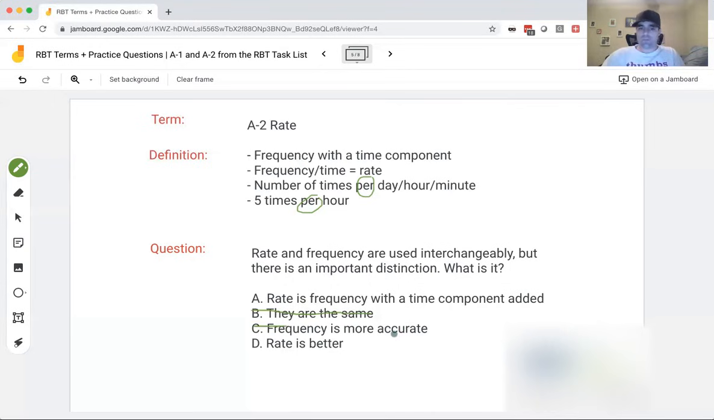So C is out, and D, rate is better. Not necessarily. Most people use rate. A lot of people use rate because it gives you more context. But it's situation dependent. We're always looking at the situation. What's the best measurement given the behavior, given the situation? So we can't flat out say rate is better. Therefore, A, rate is frequency with a time component added.